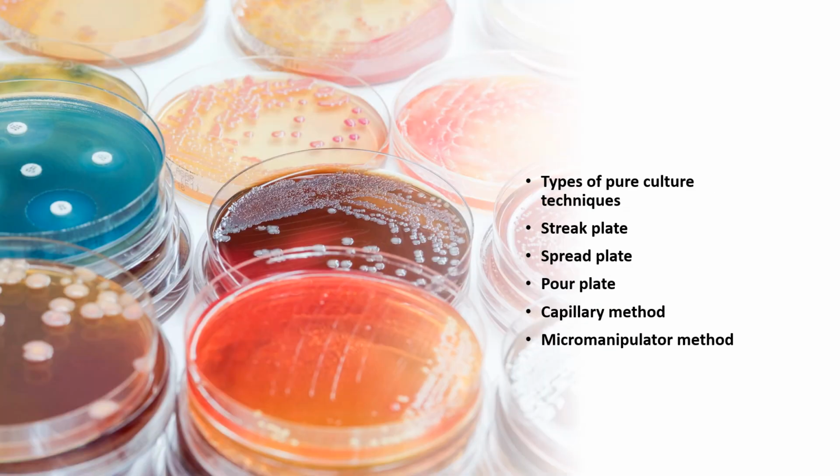What are the different types of pure culture techniques? First is streak plate, second one is spread plate, third one is pour plate. These three techniques are the commonly used techniques in any microbiological laboratory. Fourth one is capillary method. Fifth one is micromanipulator method. These two are the advanced techniques to isolate pure culture.